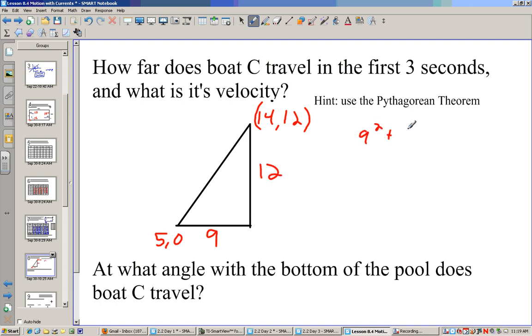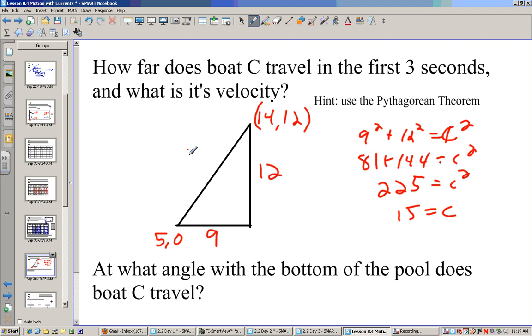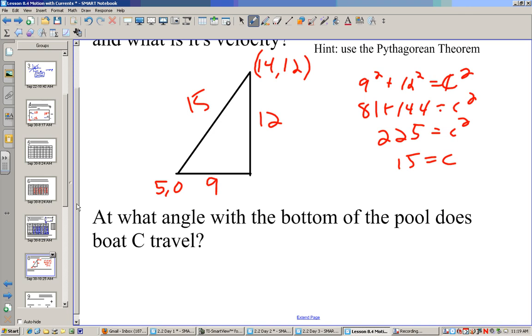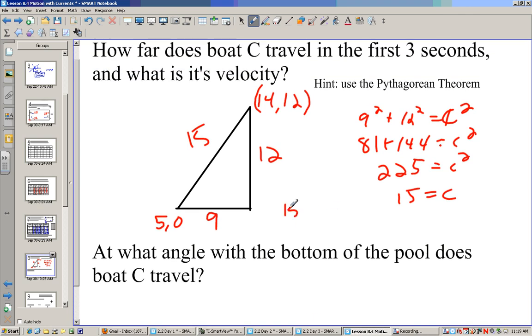So if we have 9 squared plus 12 squared equals c squared, that's 81 plus 144. That's going to be 225. And square root that, and it's going to be 15. Now if you knew your Pythagorean triples, this is a 3, 4, 5 triangle multiplied by 3. So it's going to go 15 feet, and it does that in 3 seconds, so its velocity is 5 feet per second.